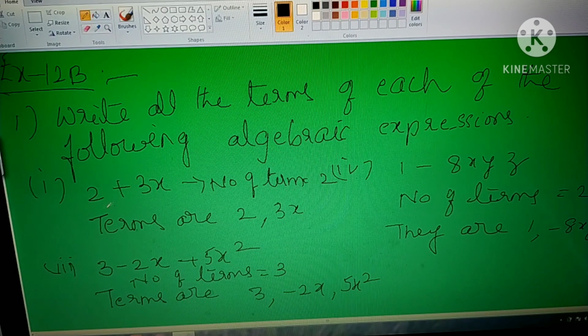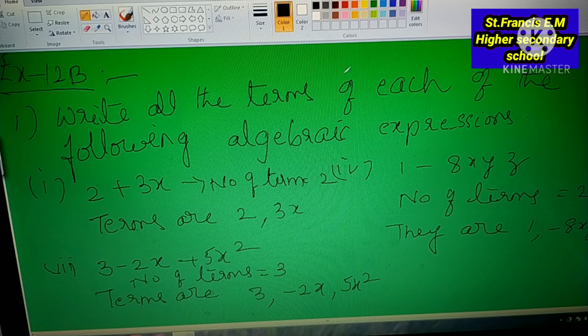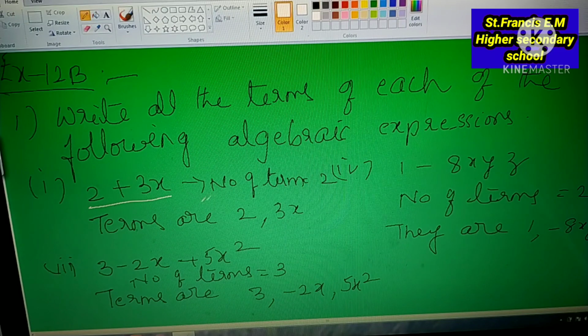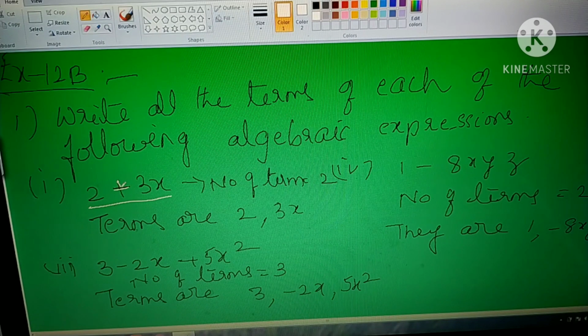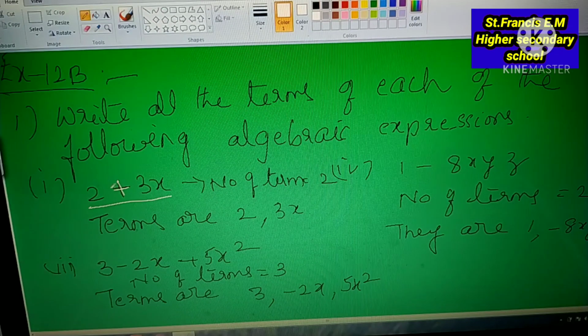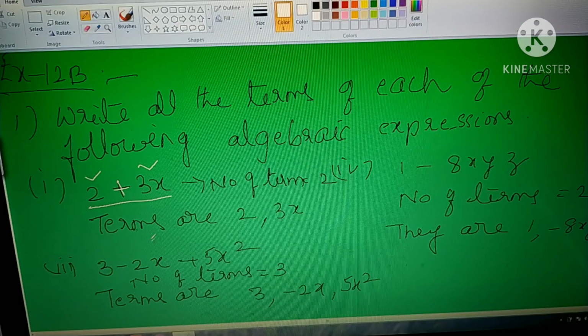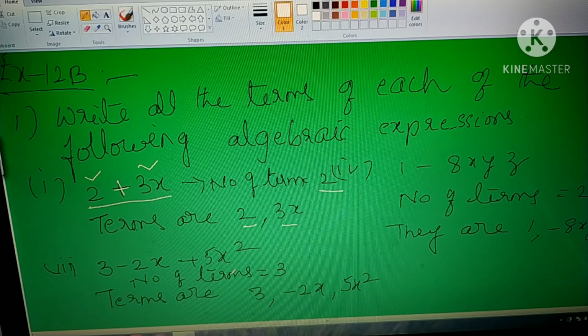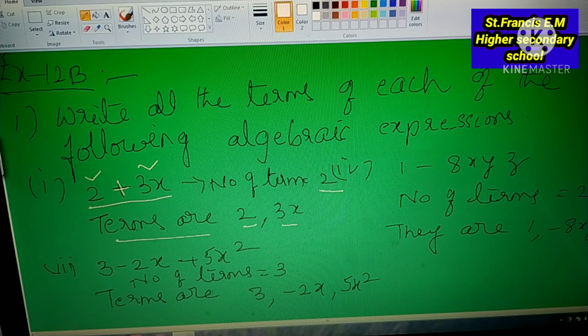So see this first example here. 2 plus 3x, right? In this 2 plus 3x, how many terms are there? This algebraic expression is divided with the symbol plus, addition. So we have here one term, and here also we have one term. So how many terms? Total we have 2 terms. What are they? One is 2 and the next term is 3x. Okay, like that you have to write terms here.